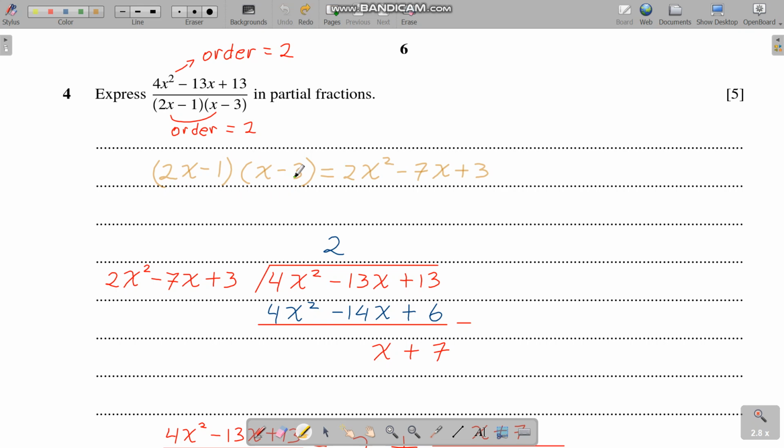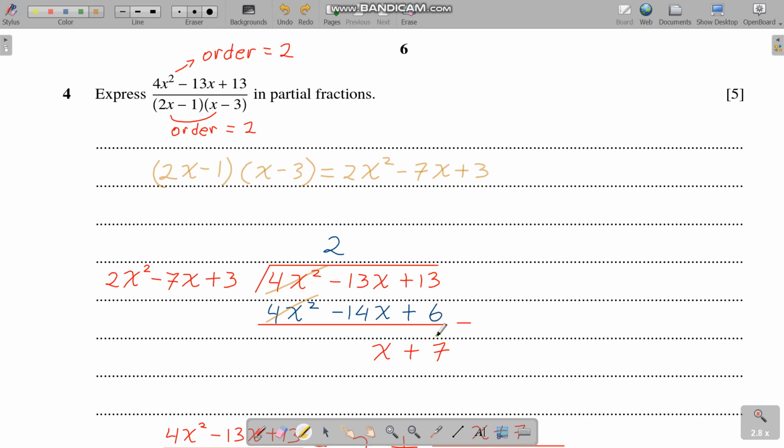So we divide the numerator by the denominator. We have to use 2 because we need to get exactly the same as the 4x squared here. We multiply 2 times 2x squared, we get this. 2 times minus 7x, we get this. 2 times plus 3, we get plus 6. And when we subtract, make sure we cancel out the first term. Minus 13 minus 14, that is positive 1. And 13 minus 6 is 7.